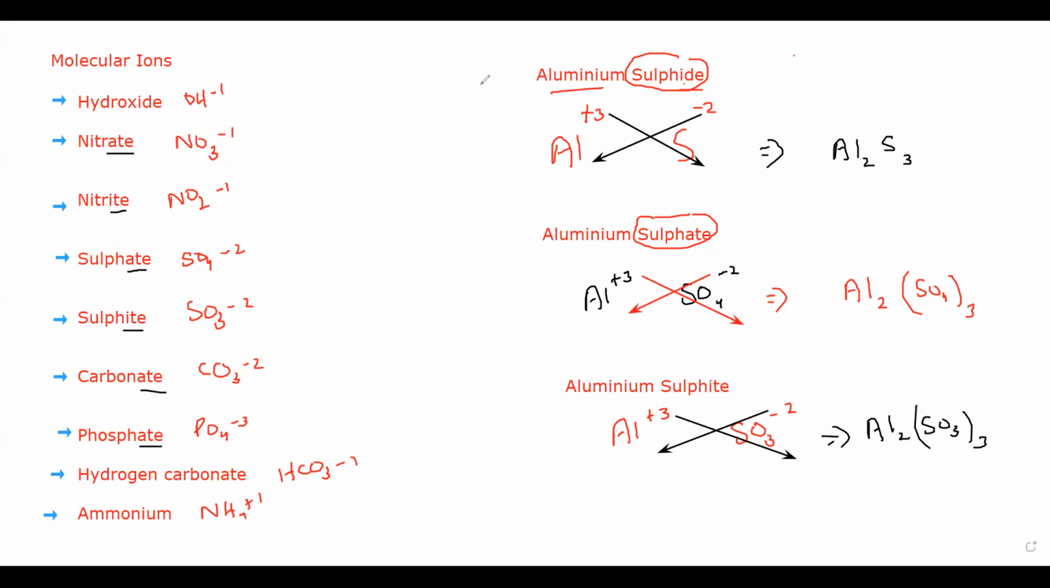So aluminium sulfide means aluminium with sulfur. Aluminium sulfate means aluminium, sulfur and oxygen. And aluminium sulfide also means aluminium, sulfur and oxygen. But in sulfate it is SO4, and in sulfide it is SO3. Is it clear to everyone? Anyone having a doubt? Any question or a doubt till now? Because next I will ask everyone to state the chemical formula.